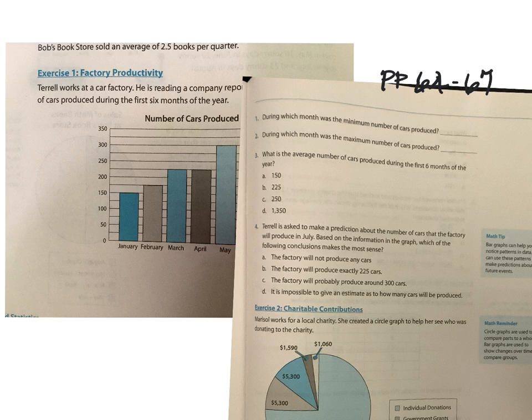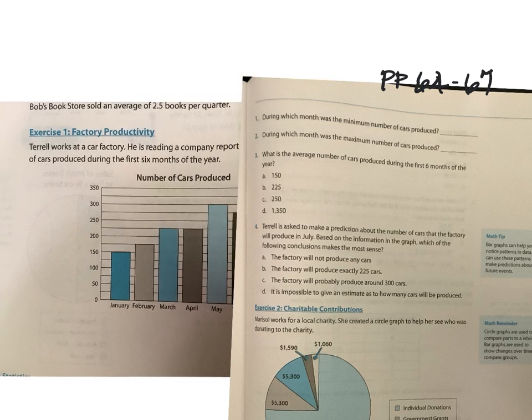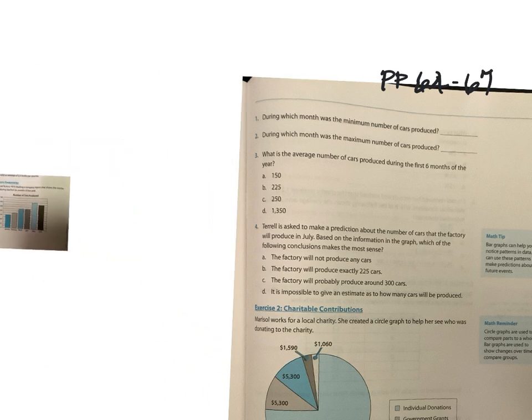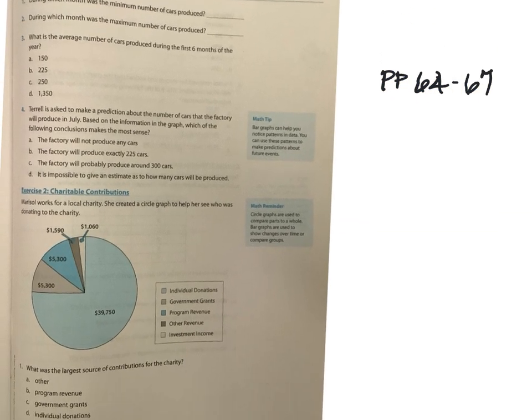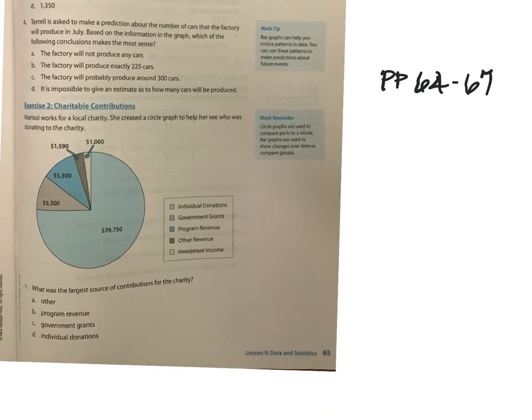So if we continue on, I'm going to get rid of this one here because we're done with that. If I can make it go away here. And we're going to go to the next exercise 2, charitable contribution. So Marisol, she works at a local charity. She created a circle graph. Notice she's got a circle graph, so it's real easy to compare the different things in here. So she's got a circle graph to help her to see money donated to charity.